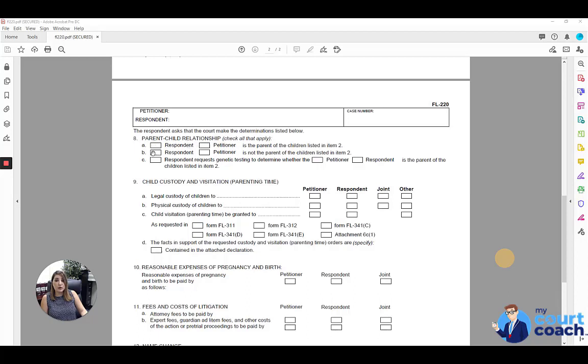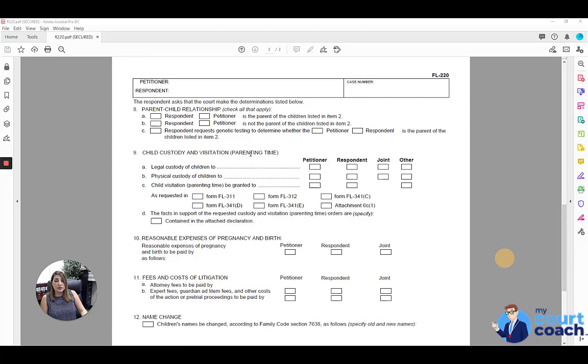If you believe that one or both of the parties are not the parent of the children listed in item 2, you would fill in 8B and mark the box that correctly identifies the party that you don't believe is the parent of those children. In any sort of parentage case, either party has the right to request genetic testing to determine parentage. So if you want to exercise that right, mark box 8C, and then mark the box that identifies which party it is that you are questioning whether or not they are the parent of the child and want the genetic testing for.